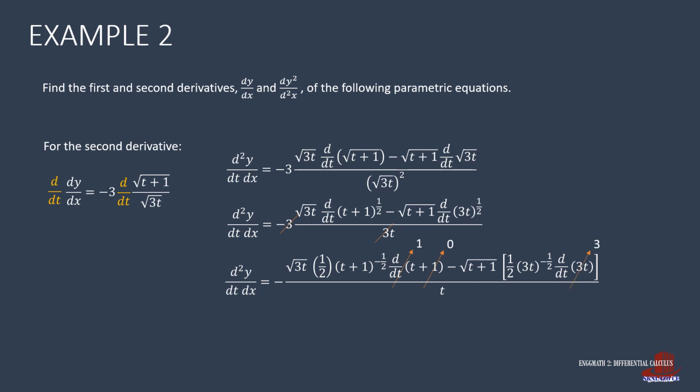of 3t as 3. Then we transform the negative exponent as denominators, so we get the second derivative of y with respect to dt dx as the first fraction of the root of 3t all over 2 times the quantity of t plus 1 raised to 1/2 minus the second fraction of 3 times the root of t plus 1 all over 2 times the root of 3t. These are all over t.